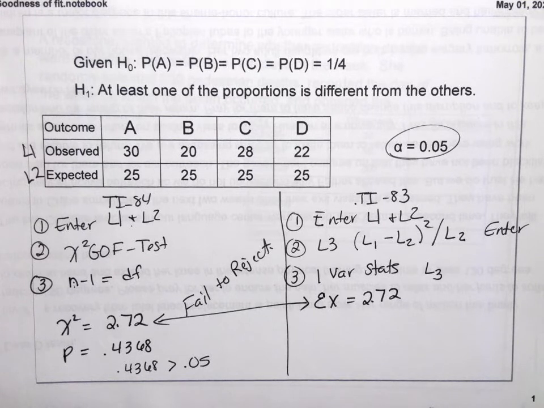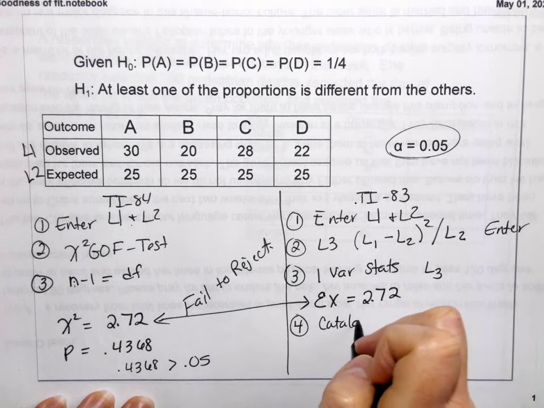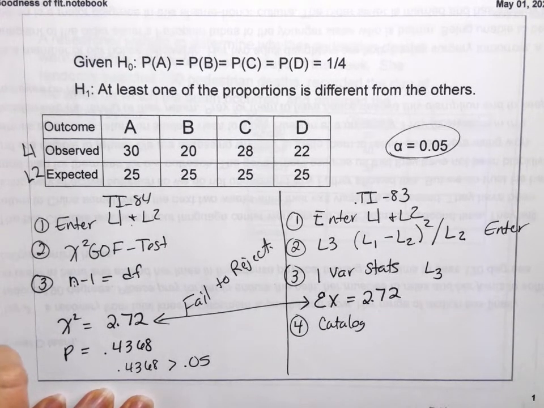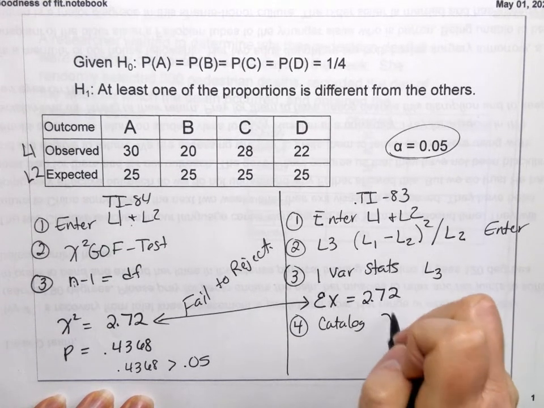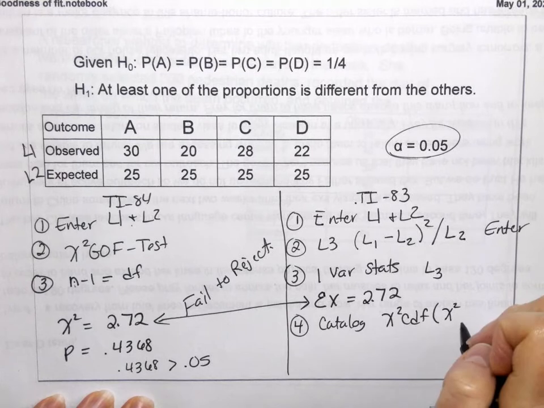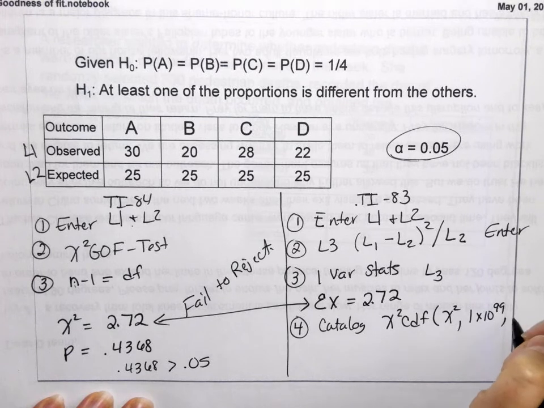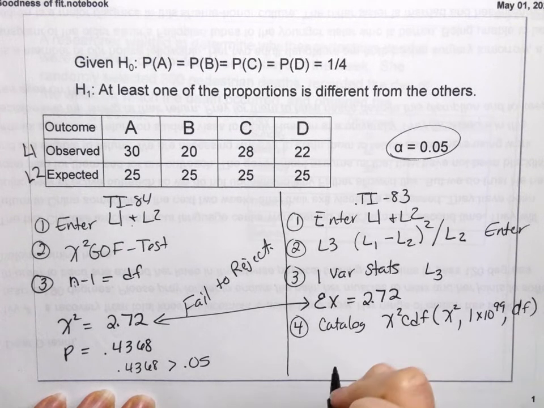All right. Now, to get your p-value, your step 4, you're going to do second catalog. Scroll all the way down till you get to the chi-squared ones. You want chi-squared CDF, parenthesis. Once you get there, hit enter, and type this in this way: your chi-squared value, followed by 1 times 10 to the 99th, comma, and your degrees of freedom. That's the syntax.